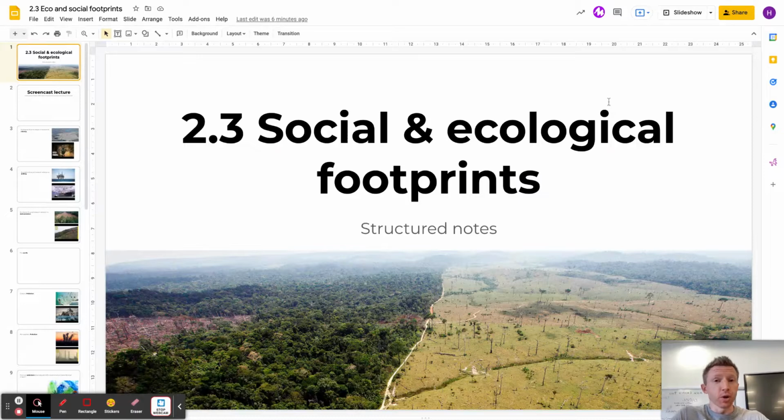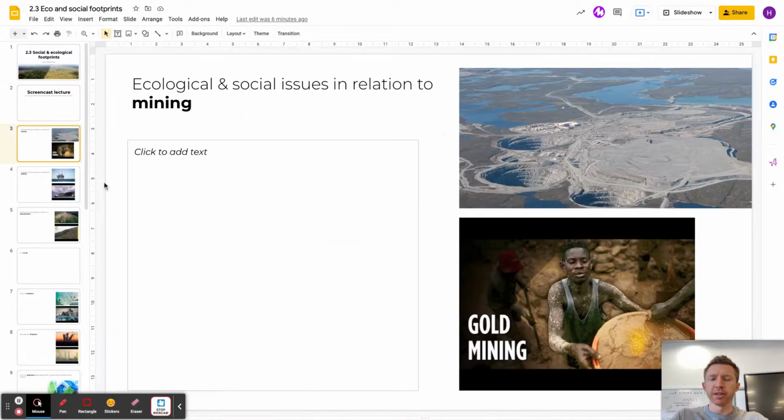There's many subtopics that we'll go through with this, and there's some practice questions at the end that you can have a go at. And I'll do my best to explain this as succinctly as I can. So let's jump into it. So, ecological and social issues in relation to mining. Mining is a really complicated process of removing materials from the Earth's crust.